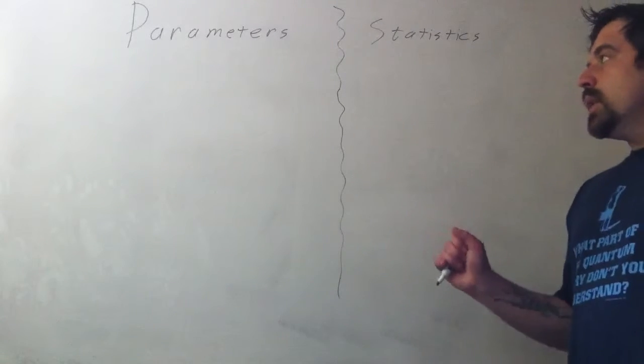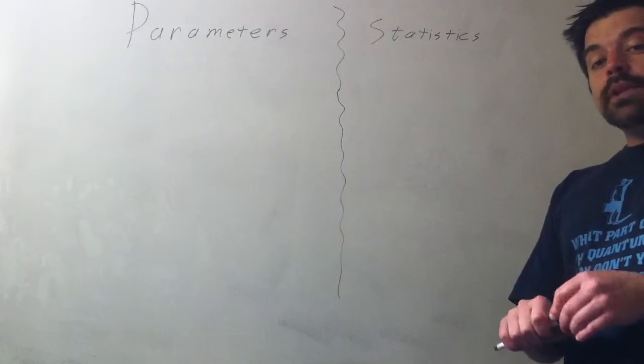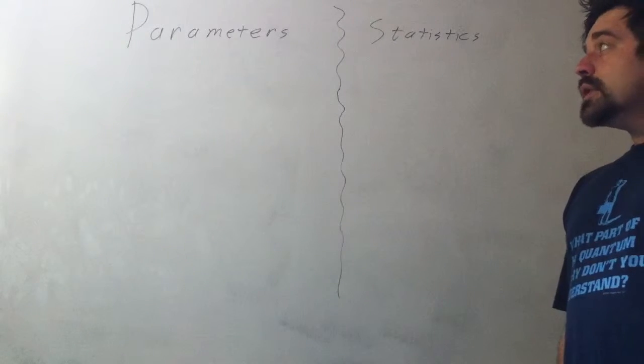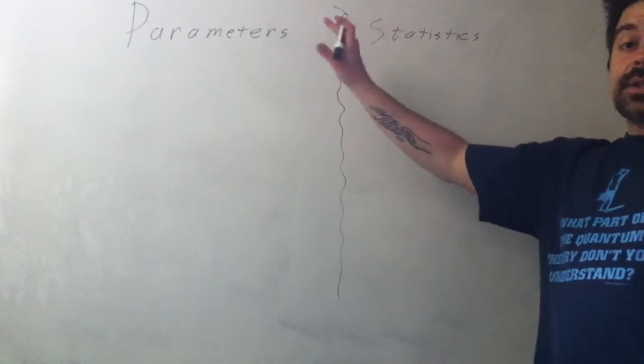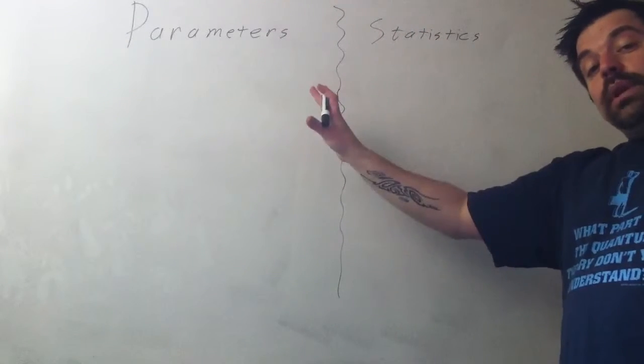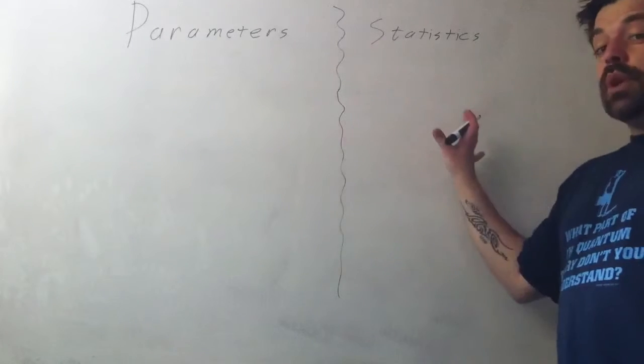Hey guys, just wanted to say a couple things about the vocab in Chapter 1 that's going to be really important to us moving forward in this course. So the first thing I want to talk about is this difference between the notion of parameters and the notion of statistics, and why it's so important to keep these two concepts separate.